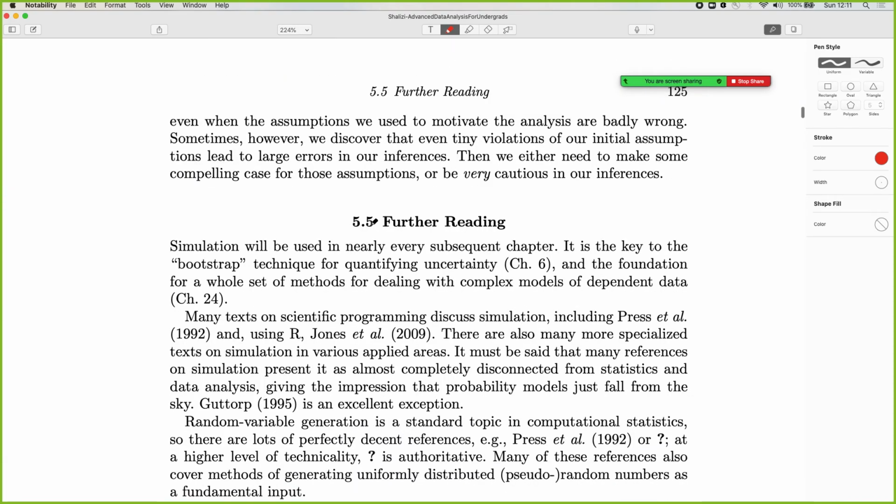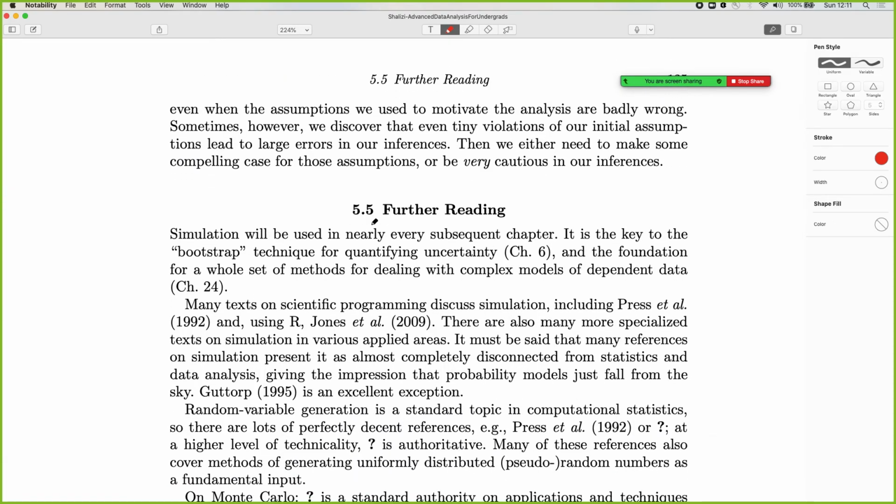Oh, and that's about it. That's the chapter.